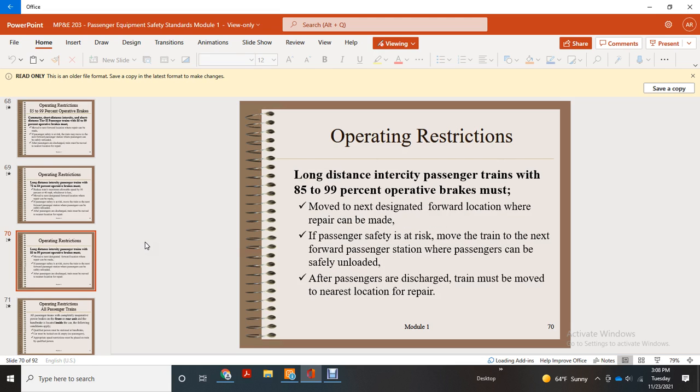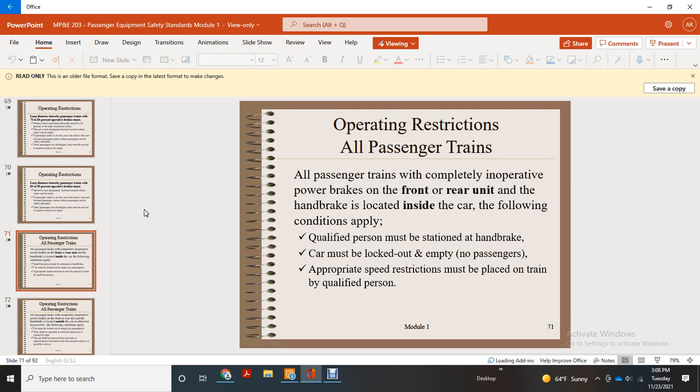Operating restriction: a long-distance intercity passenger train with 85 to 99% operative brakes must be moved to the next forward location where the repair can be made. If passenger safety is at risk, the train may be moved to the next forward passenger station where the passengers can be safely unloaded. After the passengers are discharged, the train must be moved to the nearest location for repair.